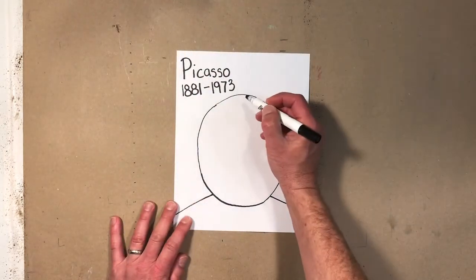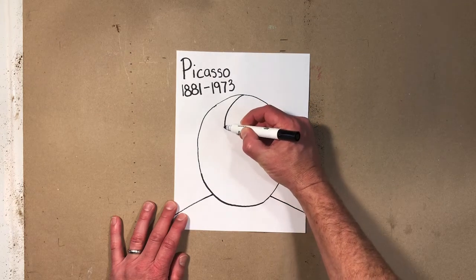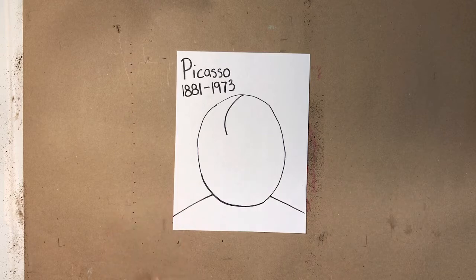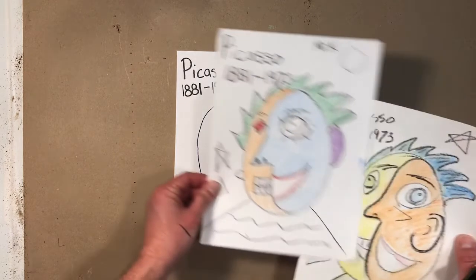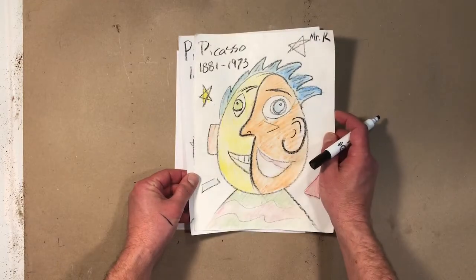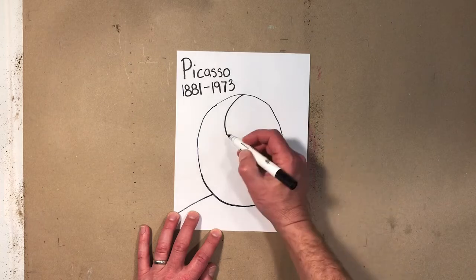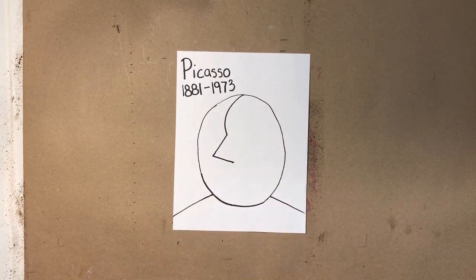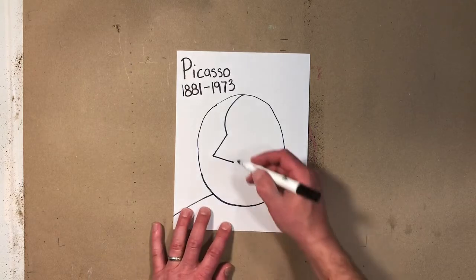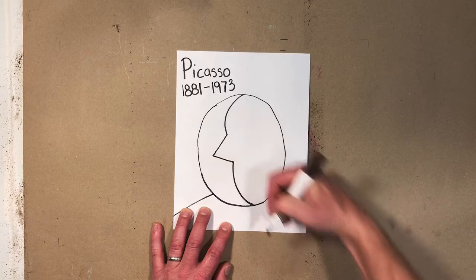So start here at the top. Make kind of a curvy line coming down, just part way. And then we're going to make a nose. Now you can make the nose very, very pointy. You can make it kind of round. You can make it however you want. It is your drawing. I like these kind of pointy ones. You can do that too if you want to. And then I'm going to make a line coming all the way down.